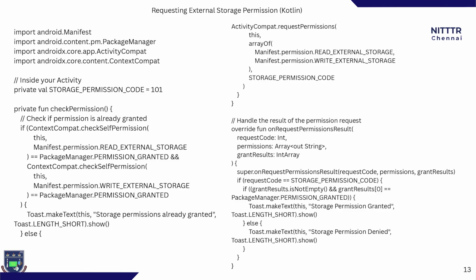Then in the on request permission result function, the application verifies whether the user granted or denied the permission, and displays a toast message accordingly. Finally, these permissions must also be declared in the AndroidManifest.xml file. This ensures your application can safely and securely access the external storage when needed.